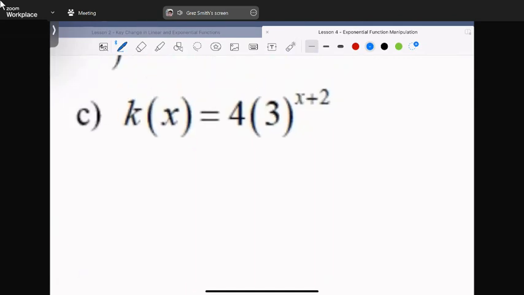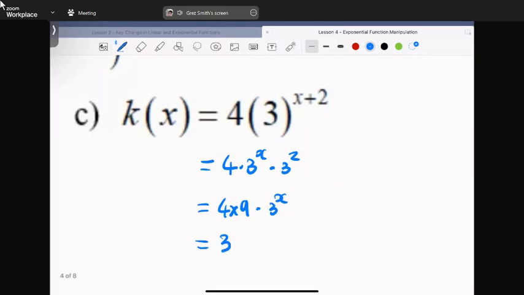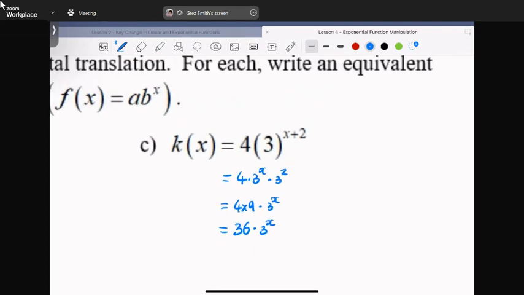All right, what have we got here? So we've got 4 to the 3 times 3 to the x times 3 squared, which is 4 times 9 times 3 to the x. 4 9s 36 times 3 to the x. What transformation do we have? Vertical dilation by factor 36. Big one.